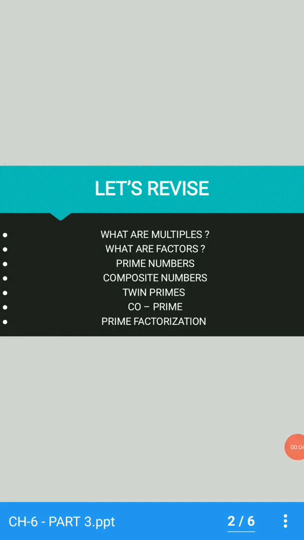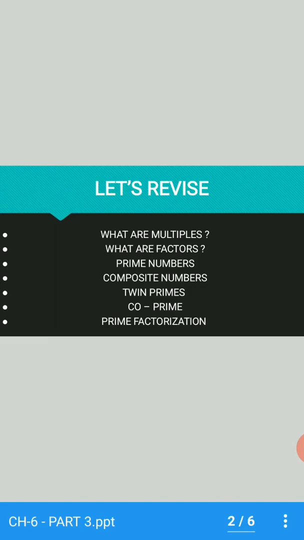Two prime numbers with a difference of 2 are called twin prime numbers. It means that firstly we have to see the prime numbers. So we will take 3 and 5. Now 3 and 5 are prime numbers, and when we subtract 3 from 5 I get 2. So the difference is 2. So these two numbers 3 and 5 are called twin prime numbers. Clear? Now we will discuss co-prime numbers.